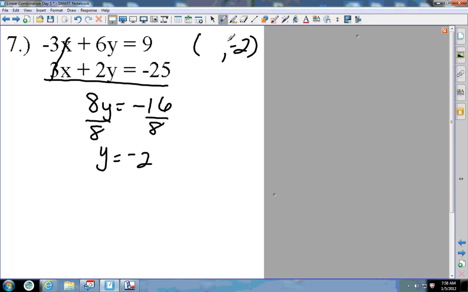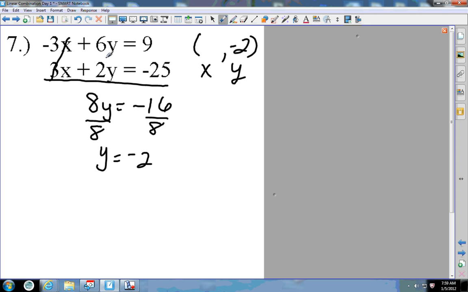I always write it up here in my ordered pair right away. That way I make sure I write it in the correct order. Okay? Sometimes it helps to just write x and y below it so that you make sure. You don't want to get the problem wrong if it was multiple choice because they have the same numbers but just in different orders.